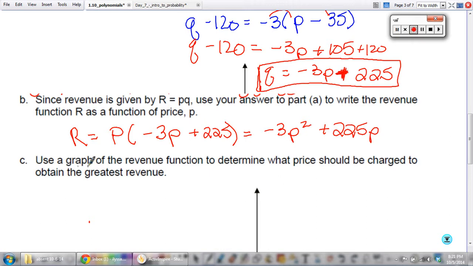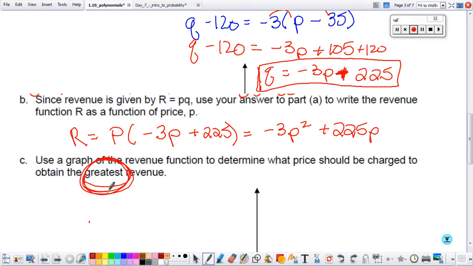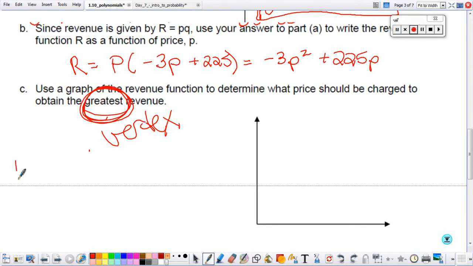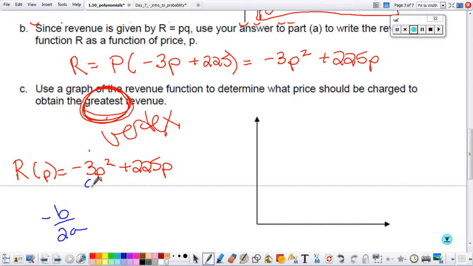Now that we have the revenue function, we're going to decide what price should be charged to get the greatest revenue, so the vertex again. You can graph negative 3P squared. I'm going to rewrite my formula here. R of P equals negative 3P squared plus 225P. You can graph it, change your window. I'm going to do my negative B over 2A. This is A, this is B. So calculating this x coordinate, we get negative 6.